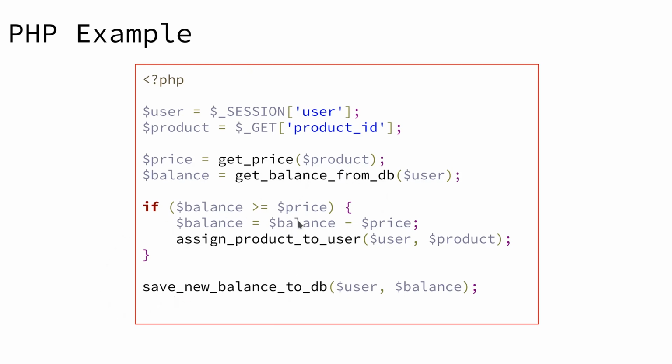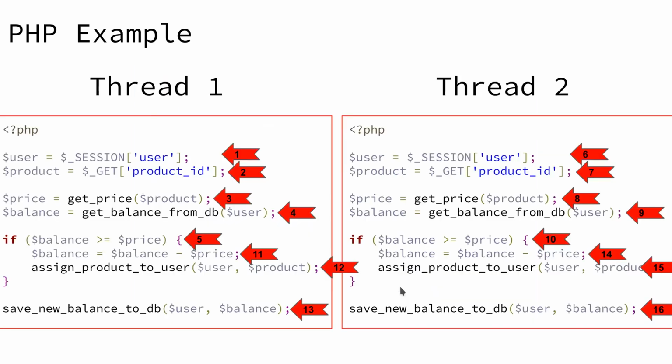So our old balance was 100 euros minus the price, so minus 20 euros. New balance is 80 euros. So now the user has 80 euros. Well, what happens if the user issues the same GET request at the exact same time?